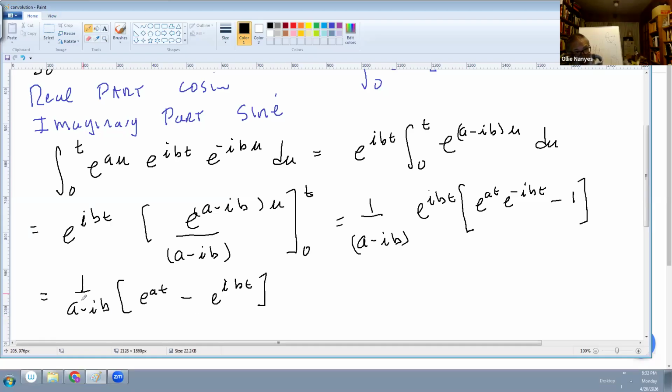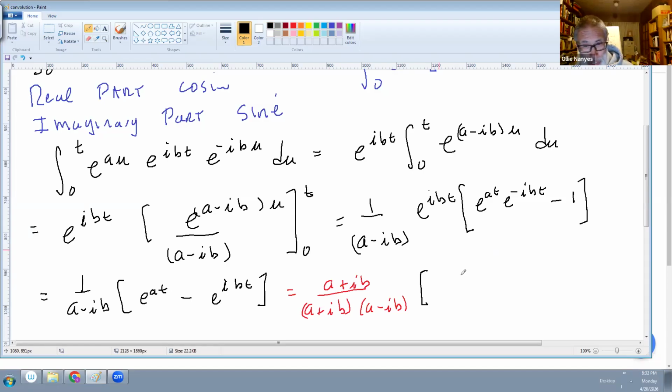We still have to worry about this. So to get rid of this expression here, we're going to have to do a little bit of complex arithmetic. I'm going to go ahead and multiply by the conjugate. So what I'm going to do is multiply by a plus ib. In the bottom, I'm going to have a plus ib times a minus ib. And then this other part just goes along for the ride.